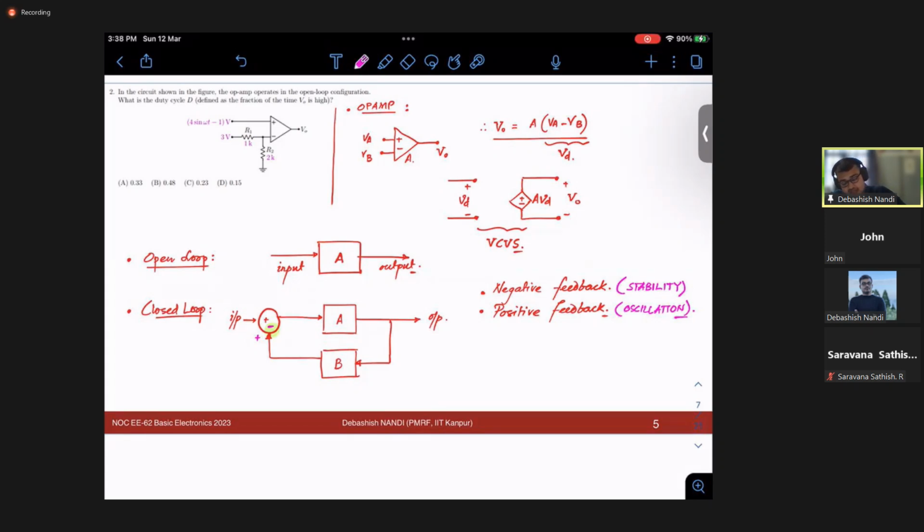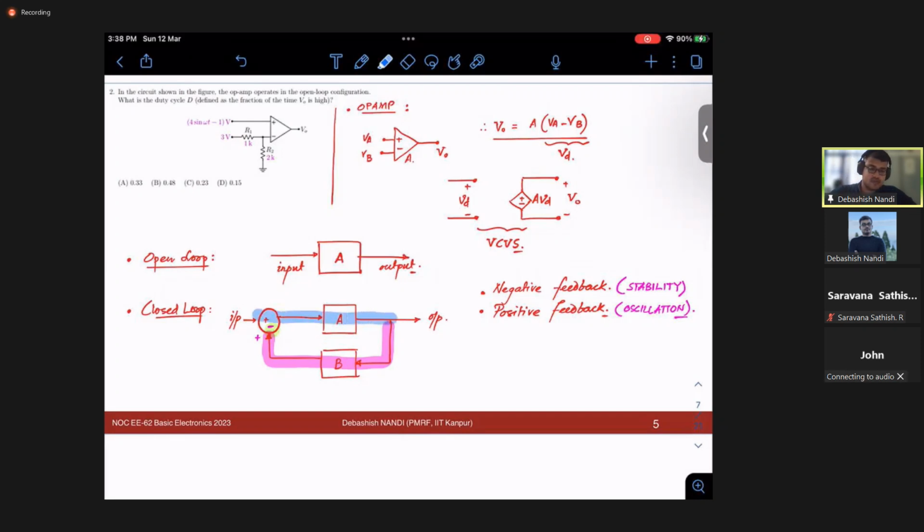So this path is the negative feedback. This path is the feedback path, right? And this path we call the forward path, right?